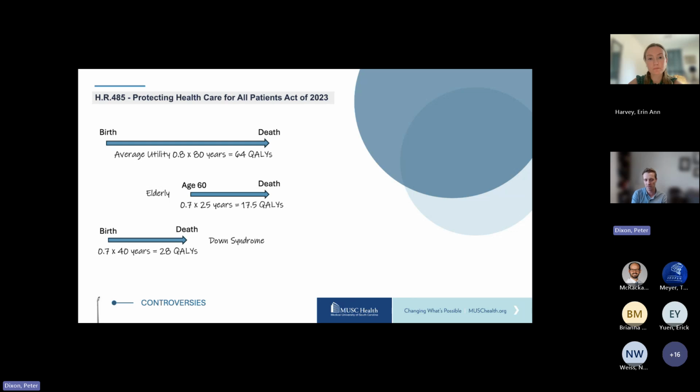Okay. And similarly, people who have some disability, who have maybe a shorter lifespan and lower QALYs, well, they have a lower opportunity to receive benefit. And so if we're using these to make coverage determinations, there's a risk that we're discriminating against people who are either elderly or have a shorter lifespan or who have a disability.